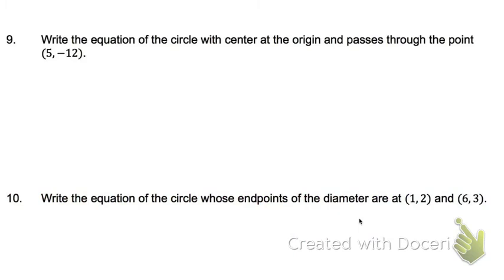Okay, so this one gives me the center at the origin. The origin means what? 0, 0. Good. And passes through 5, -12. So we have our center, but we don't have our radius. How could we figure that out?